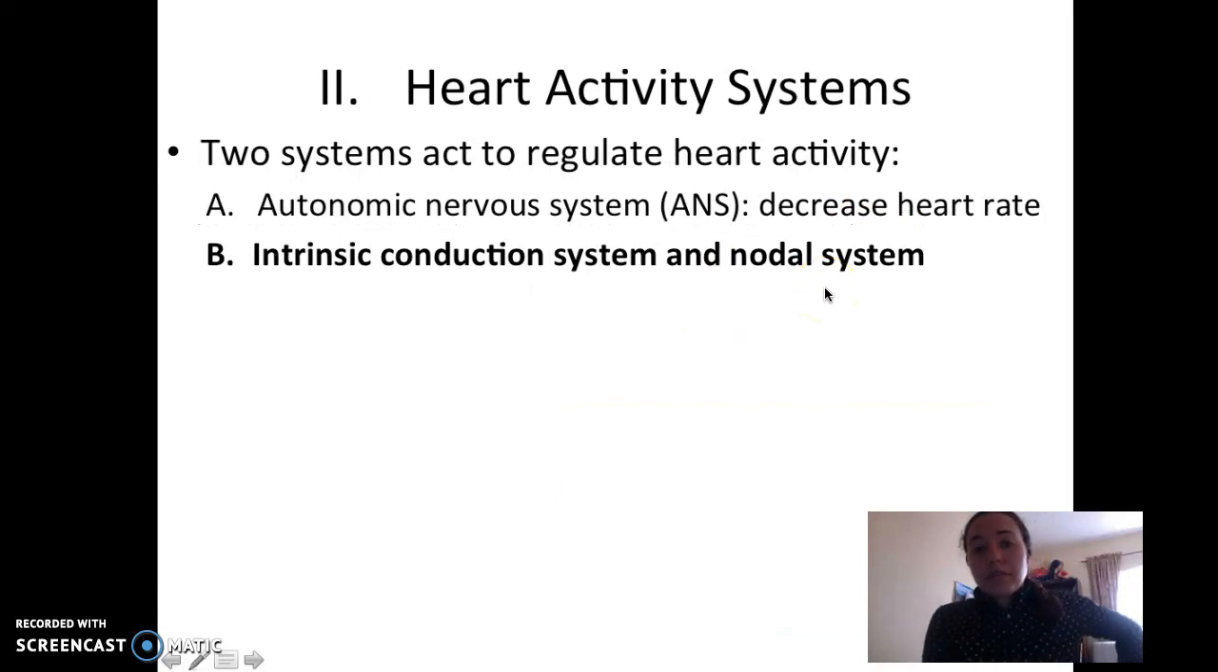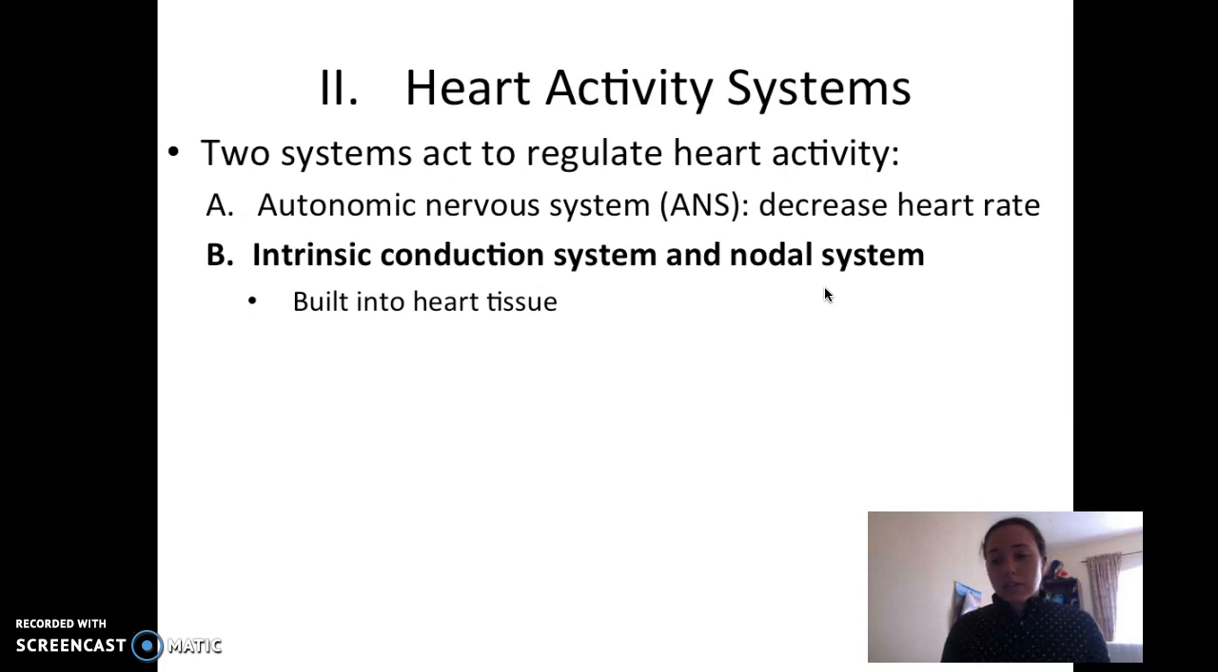So there are 2 types of heart activity systems. They act to regulate your heart activity. The first one, we learned in Unit 3, is the ANS, the autonomic nervous system. Decreased heart rate specifically would be parasympathetic, but as you know, during sympathetic fight or flight, it would be the opposite. It would increase, right? Because you're trying to fight or flight. But today's focus is going to be on this intrinsic, meaning inside, conductive and nodal system. So that's what the focus will be now.